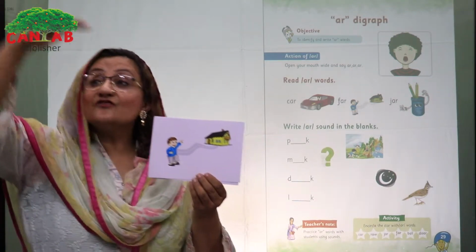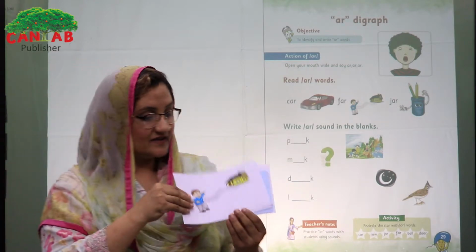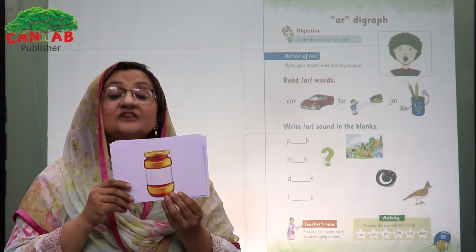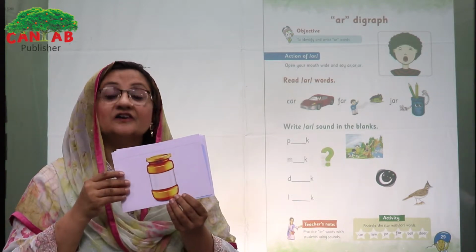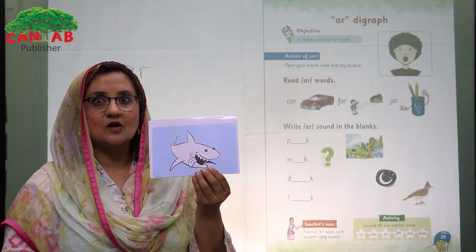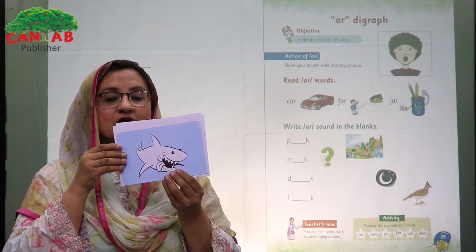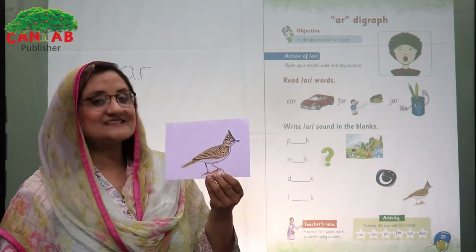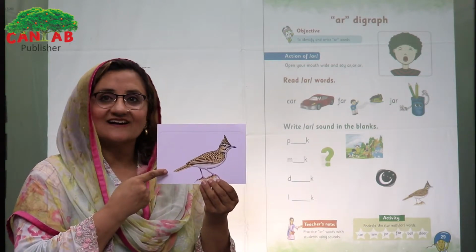Far. And what about this one? This is a jar. And this is a shark. And this is a lark.